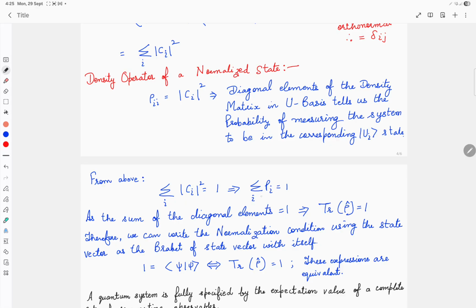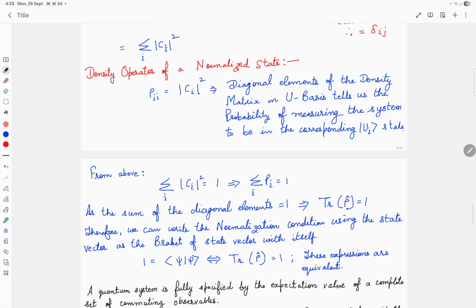So therefore we can say that the probability of all these elements is equal to 1, right? So what are these elements of the density operator? These are the diagonal elements of the density operator. If you take the sum of all the diagonal elements, that is equal to the trace. So if the trace of the density matrix is equal to 1, then this is normalized. So this is another condition. This is the condition of normalization in terms of the density operator, that the trace of the density operator has to be equal to 1.